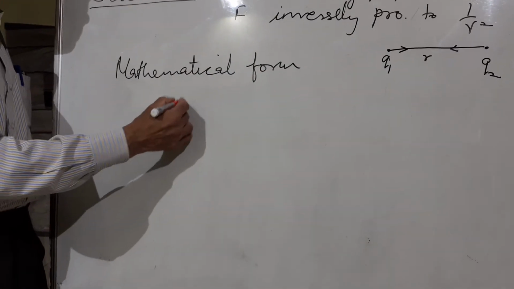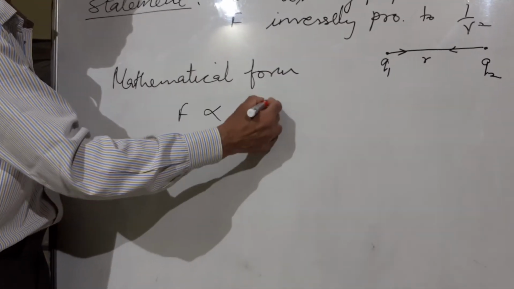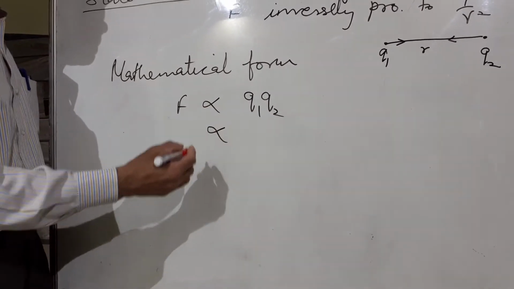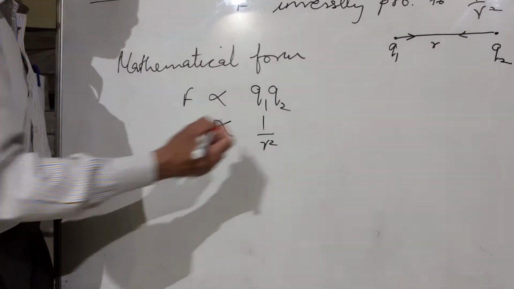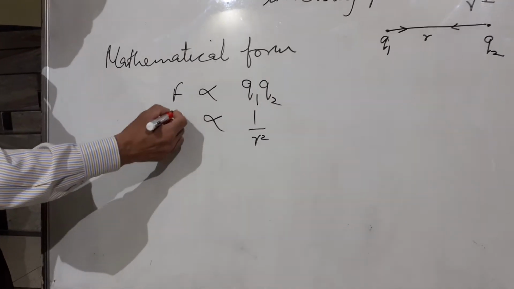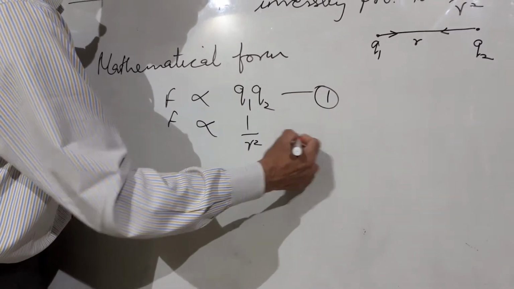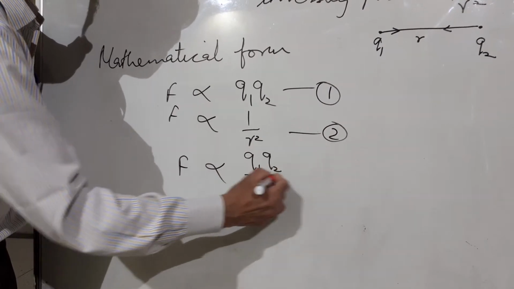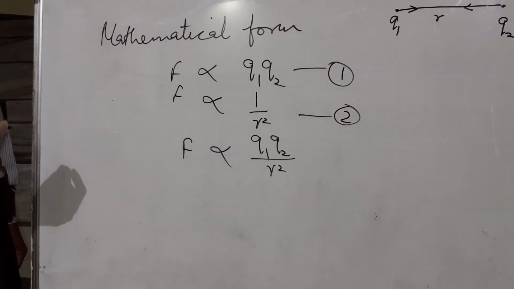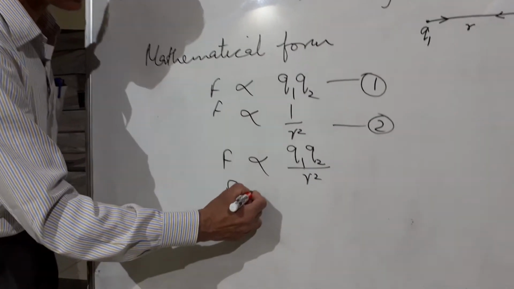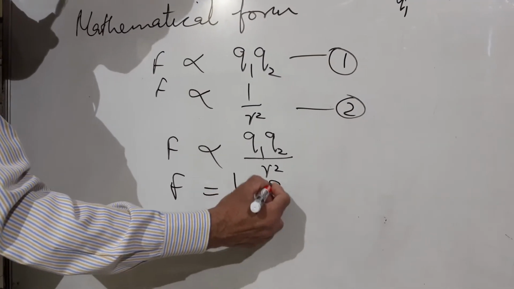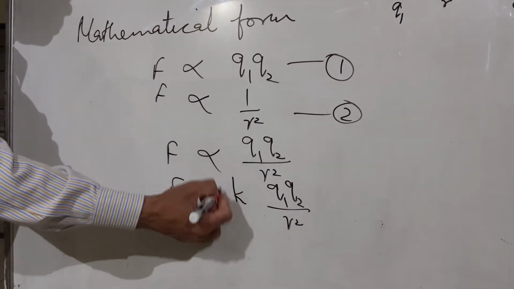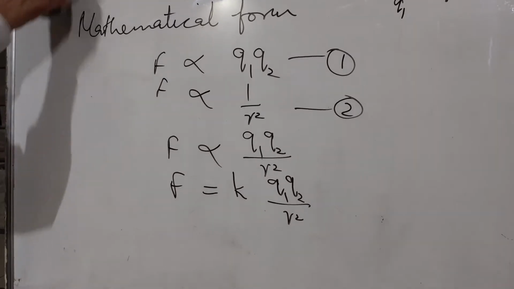We have seen that F is proportional to the product of the amount of charges, so we can write F proportional to Q1 Q2. Now, according to the statement, it is inversely proportional to the square of distance between them. So if we combine these two relations, we find that F is proportional to Q1 Q2 upon R square. Now if we remove the proportionality sign, a constant appears here, K, which is called the proportionality constant.